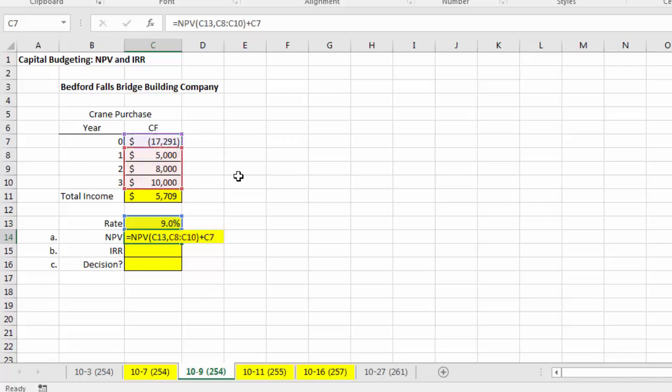So we'll see that it has a net present value of 1751. So actually a little bit more impressive than I thought. That means the internal rate of return is going to beat 9%.